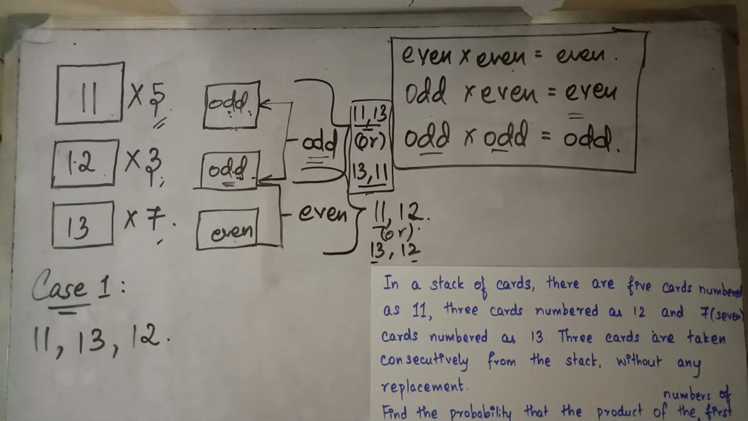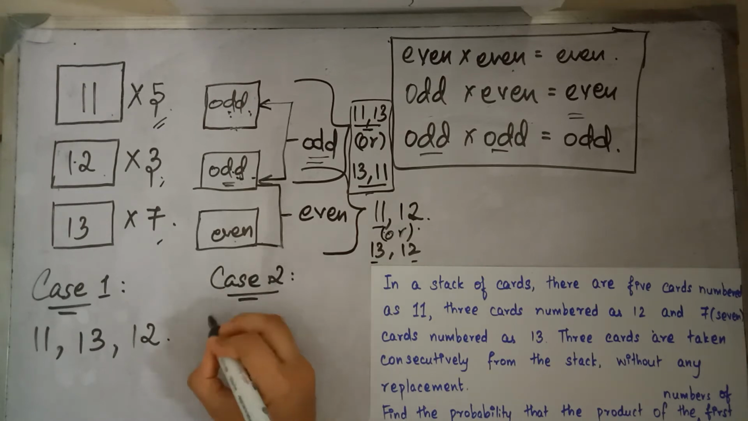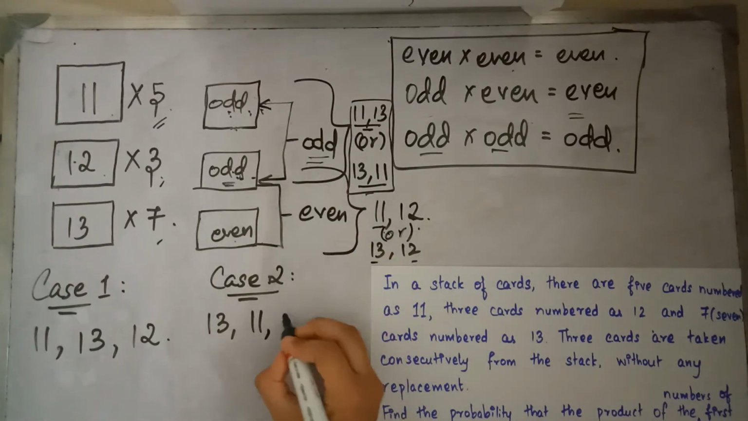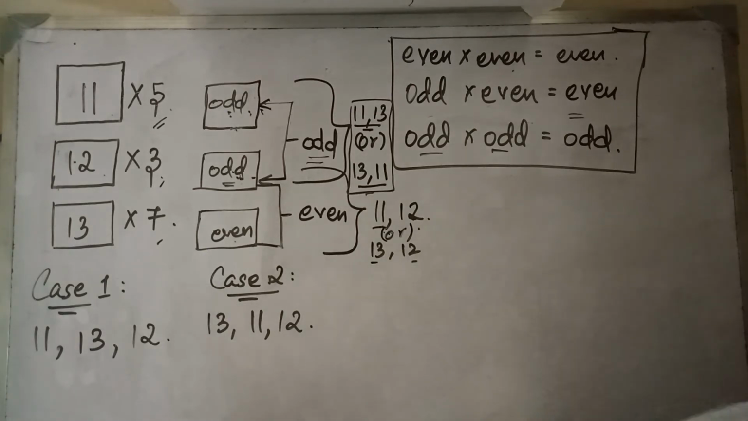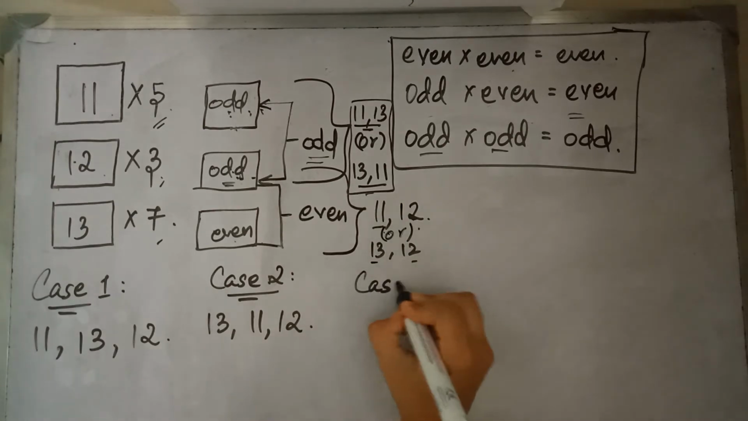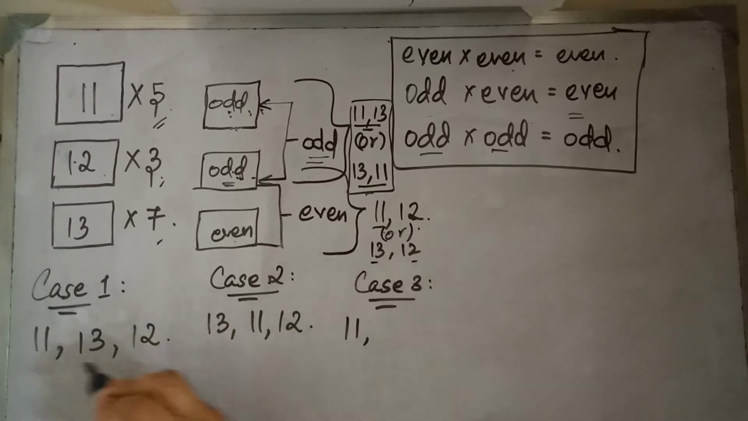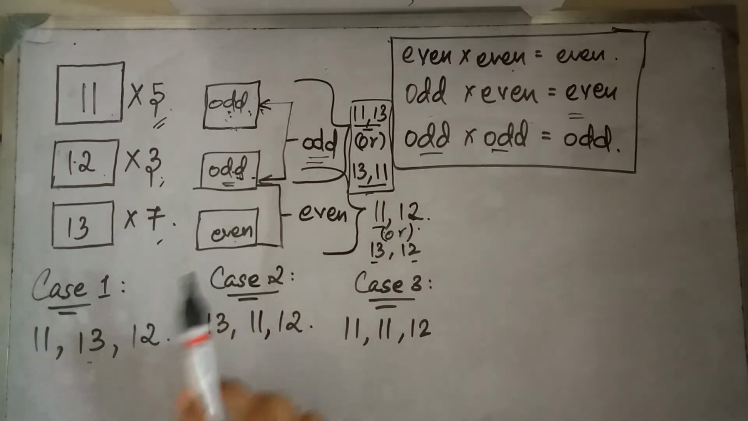This is one case. Case 2, I could have 13, odd number, and then 11, and then 12. Right? Now there's also another case which most of you would have forgotten. There's a case 3 where I can get 11 and then instead of 13, 11 again and then 12. This will also fulfill the criteria because the first one has to be odd, second one has to be odd, and third one has to be even.